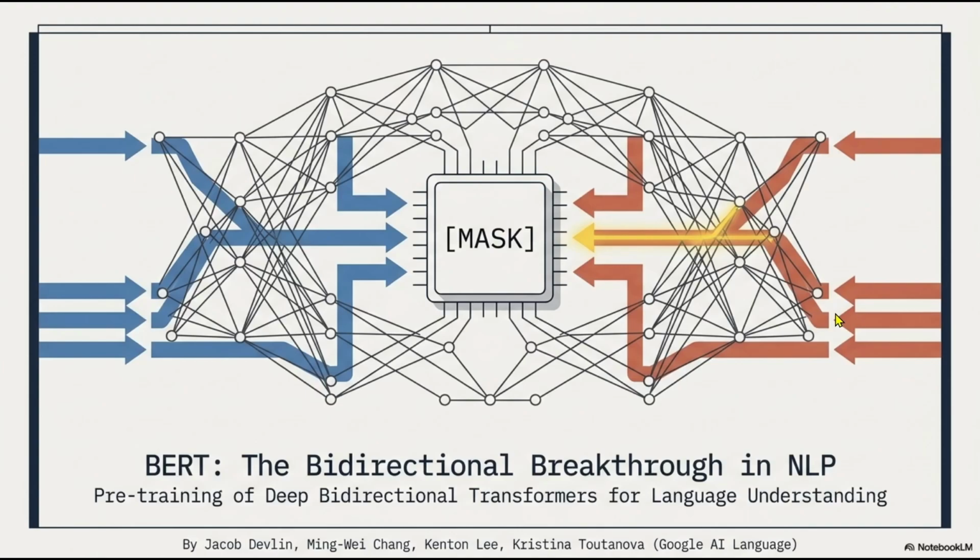Welcome everyone. Today we are diving into one of the most influential breakthroughs in natural language processing, BERT, which stands for Bidirectional Encoder Representations from Transformers. It was developed by researchers at Google AI Language. This model was designed to pre-train deep bidirectional representations from unlabeled text by jointly conditioning on both left and right context in all layers.